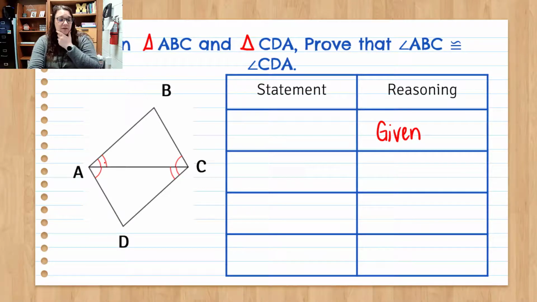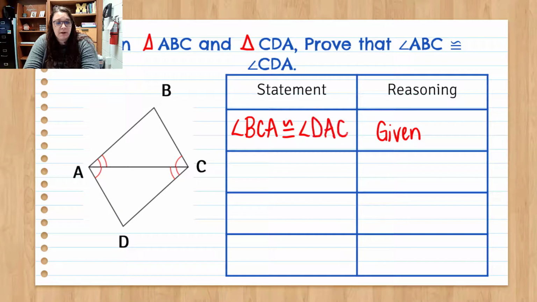So let's see. If I'm going to do that, I'm either going to use side, angle, side; side, side, side; angle, side, angle; angle, angle, side; or RHS. We've got 5 options. And this one, I have angle, side, angle. So let's start with saying that our angles are congruent. I'm going to first do the single marked angle. That's angle BCA, which is congruent to the other single marked angle DAC. And my reason is that was given.